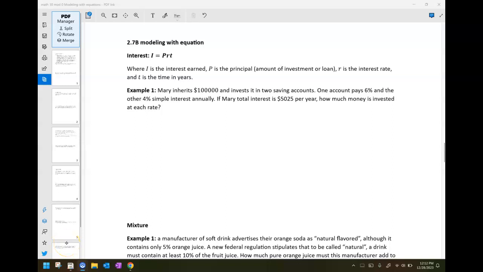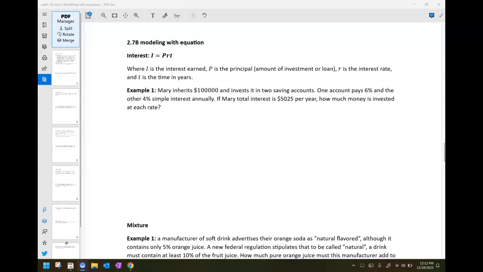Modeling with equations. We talk about the interest rate problem first. Here we have the formula: the interest is equal to the principal times the rate times time. In this formula, I represents the interest, P represents the principal.